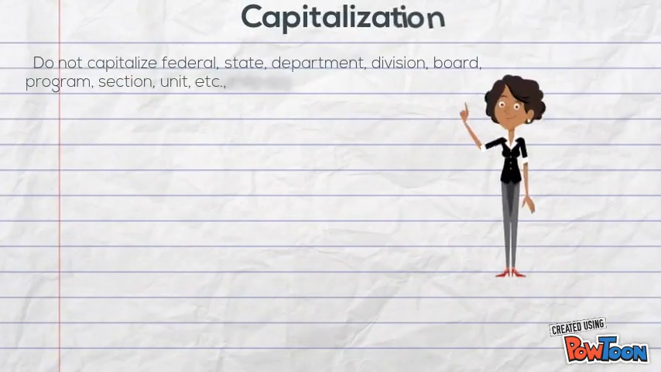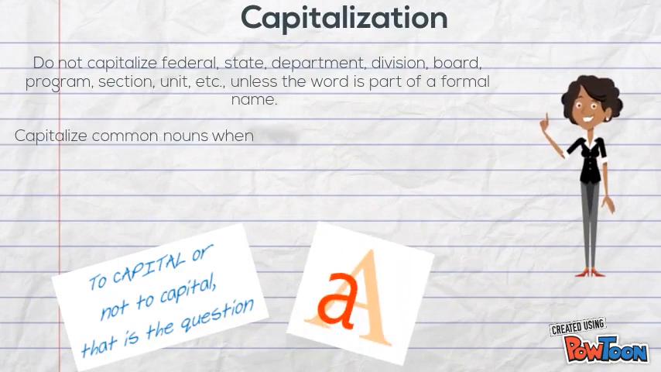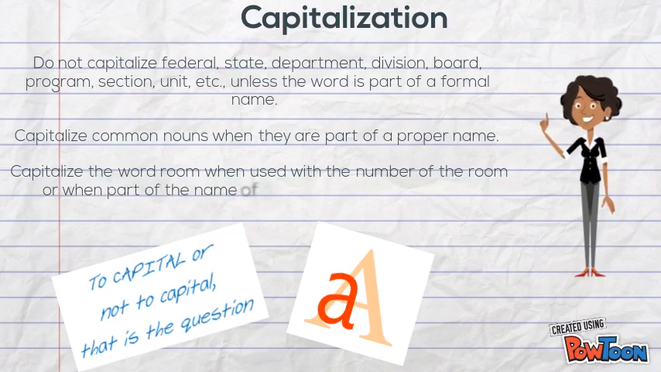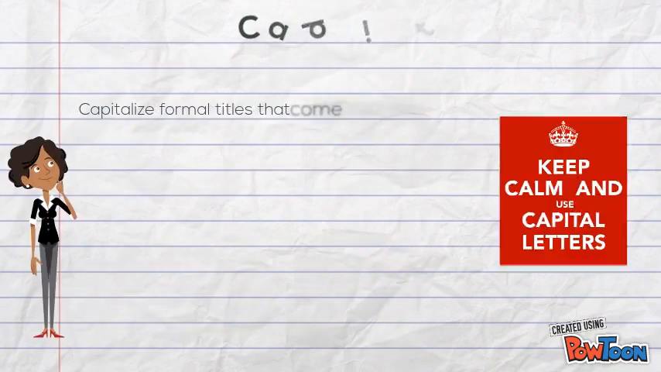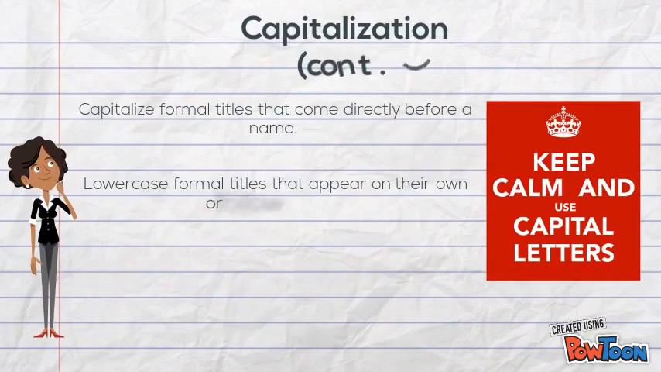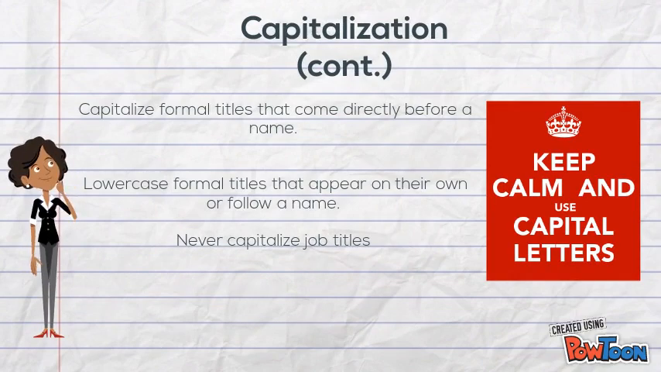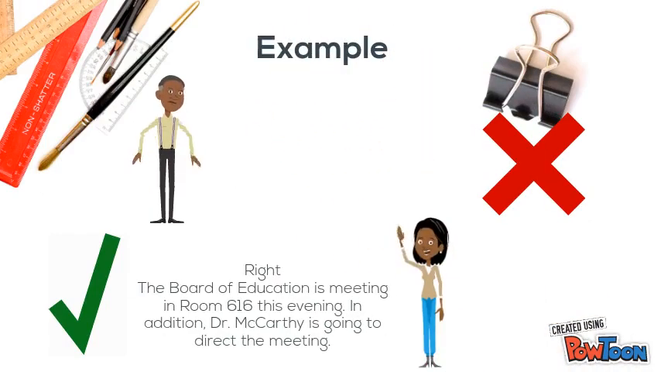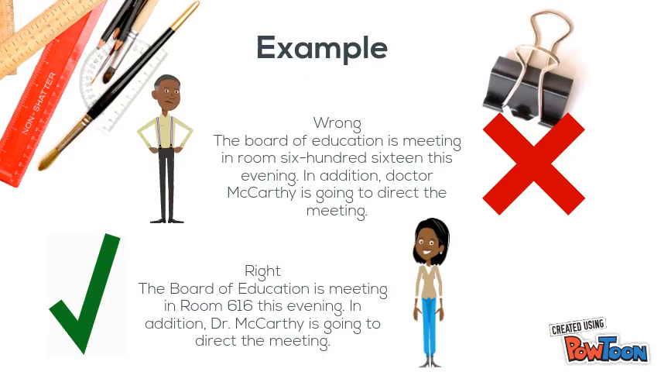Capitalization. Do not capitalize federal, state, department, division, board, program, section, unit, etc. unless the word is part of a formal name. Capitalize common nouns when they are part of a proper name. Capitalize the word room when used with the number of the room or when part of the name of a specially designated room. Capitalize formal titles that come directly before a name. Lowercase formal titles that appear on their own or follow a name. Never capitalize job titles. In this sentence, you would capitalize Board of Education, Room, and Dr.